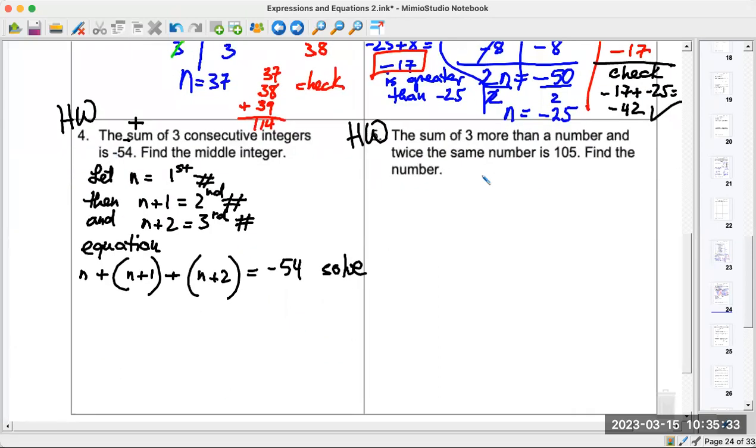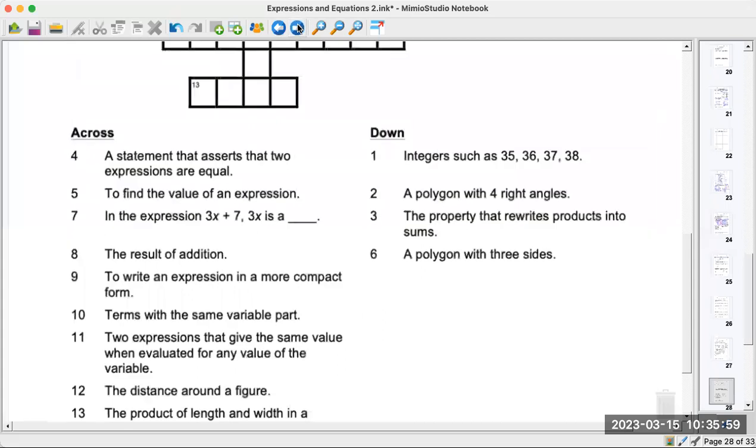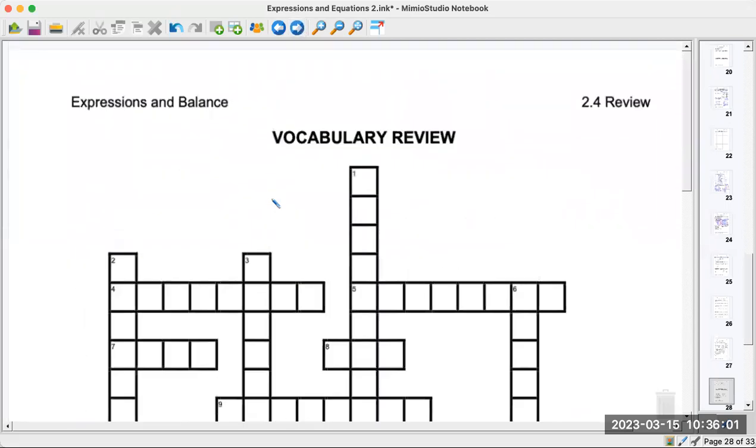This one is a little more tricky because it says the sum of 3 more than a number and twice the same. Oh, this one is going to be tricky. It's hard, but let me see if you can figure it out. Okay, I think we're almost done here. So on your homework, you also need your vocabulary. This is homework, always.